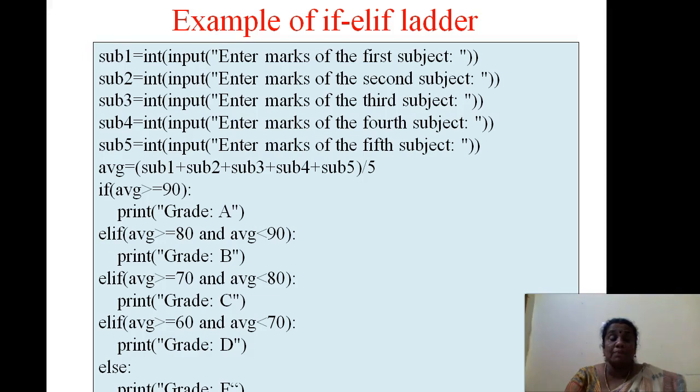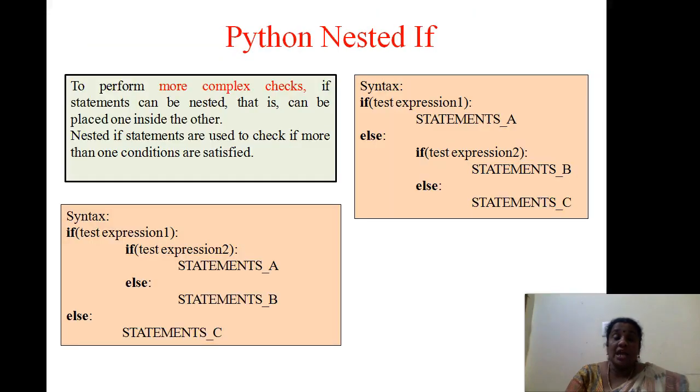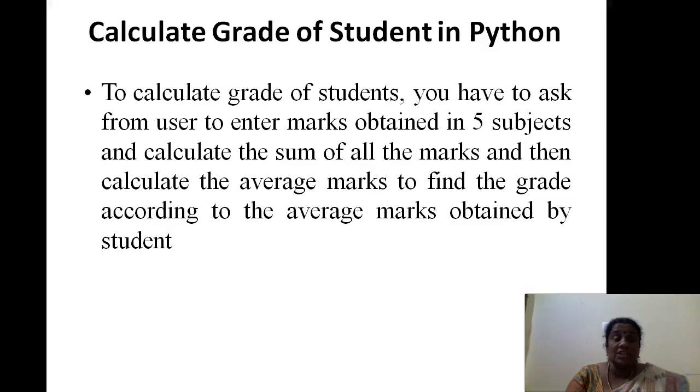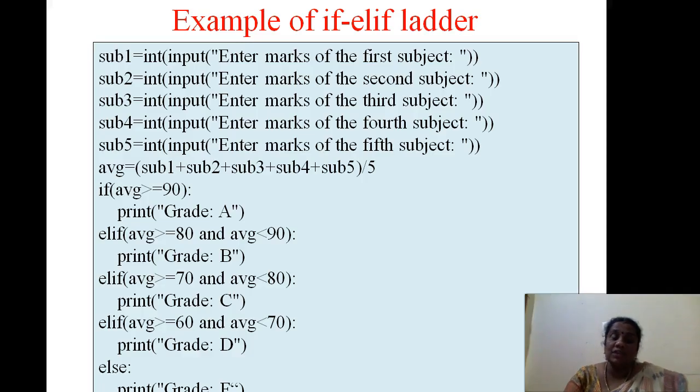If the average is above 90, it is grade A. If it is between 80 and 90, grade B. If it is between 70 and 80, it is grade C. Like this, you can have n number of conditions. If none of the conditions is satisfied, then it will come to the else part, where you will get grade F, that is fail. Like this, you can use n number of conditions in the elif statement. This is a very good example for the elif ladder.